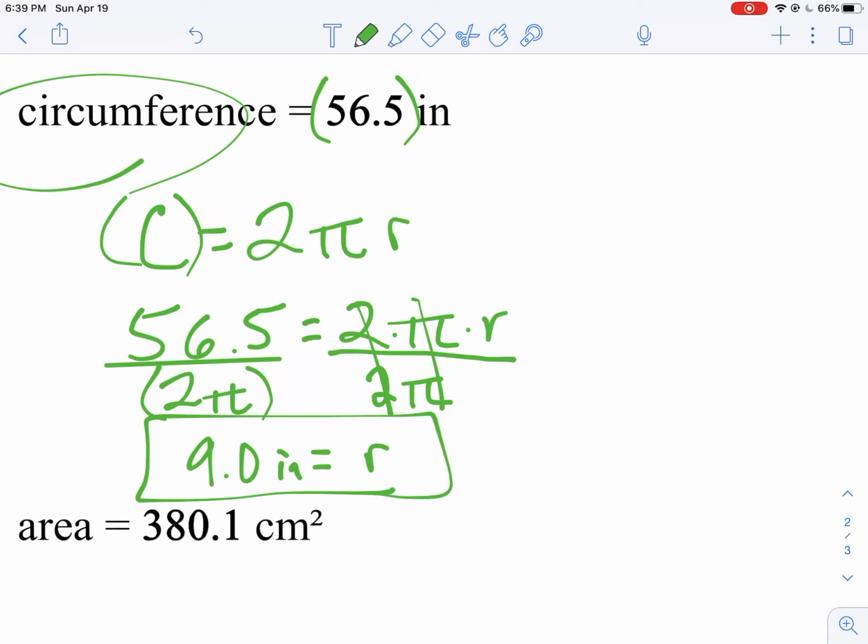I'm trying to think what kind of issues you might run into with your calculator here. If you have to do 2π first on its own and then do 56.5 divided by that number, that's fine. But I think if you don't put it in parentheses, you get the wrong answer. Let's see. Yep. So this is the answer. If you're having trouble with this in your calculator, message me in Canvas, and I might be able to help you. Tell me what you're getting, and I might be able to help you out.